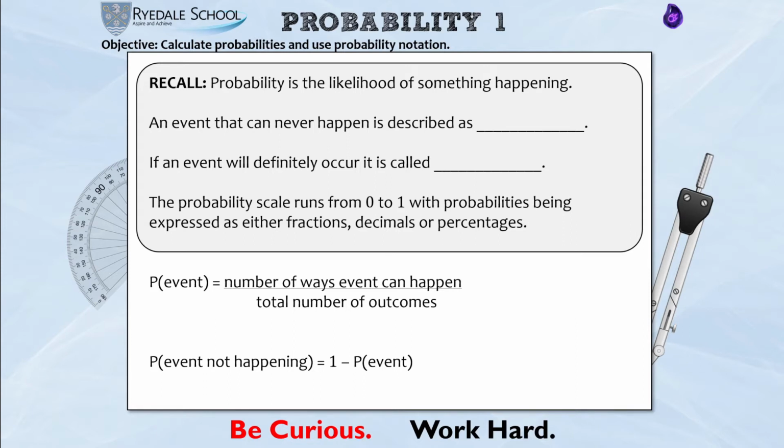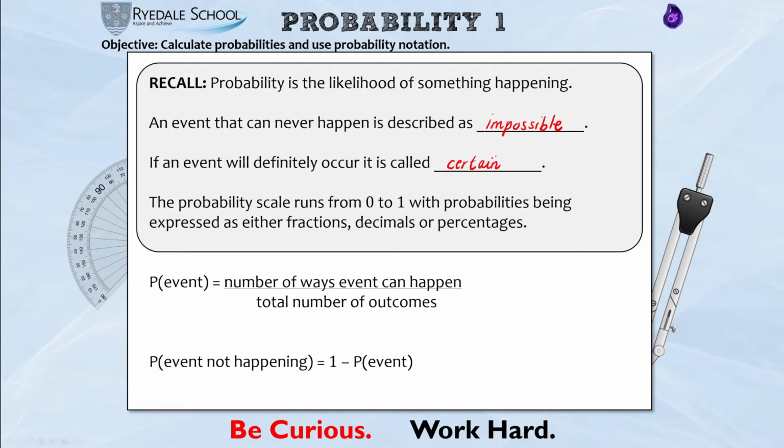Probability is a mathematical measure of how likely something is of happening. The two ends of the spectrum: if we have something that can never happen, we sometimes refer to this using the word impossible. So an event that can never happen is often described as impossible. The opposite end of the spectrum, if an event will definitely occur, then that is called certain.